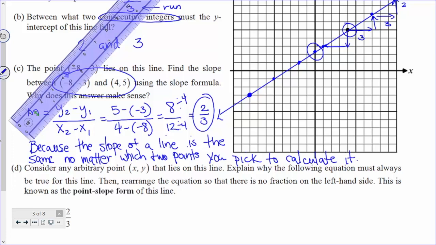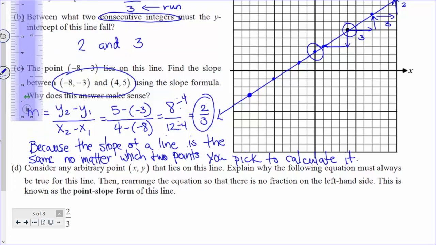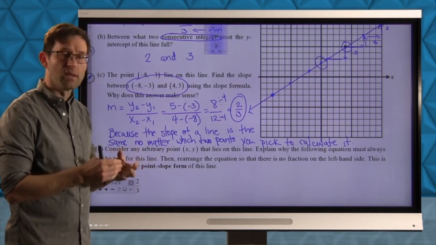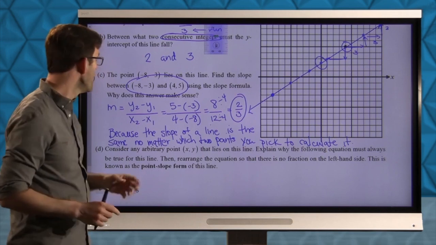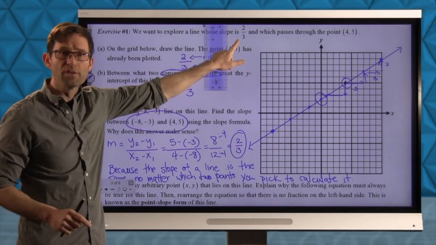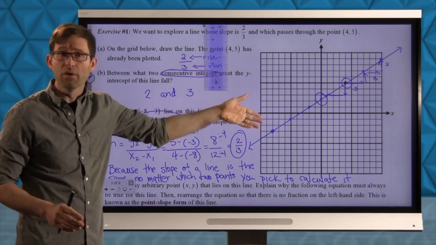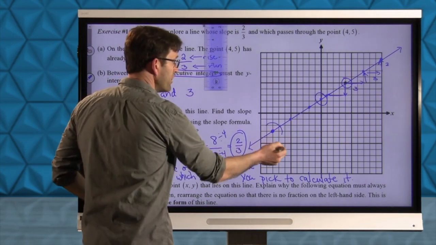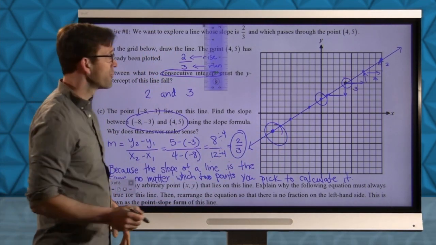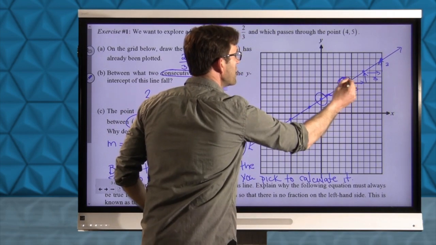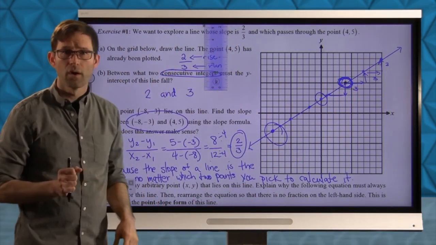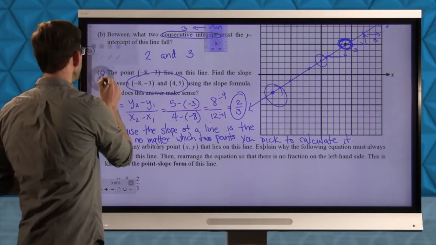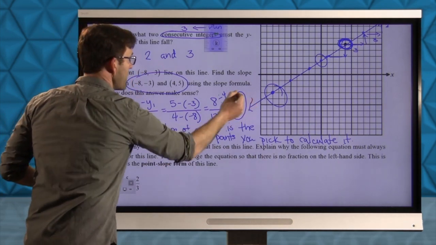All right, now I want to just for a moment get rid of that, or at least move it somewhere. Great. This is a very important point. This isn't like just some random thing. This is going to segue into the point-slope form of a line. You see, starting off, we knew that the slope of this line was 2/3. That's what we used to plot the line, okay? And then I just sort of randomly picked 2 points off of it, the negative 8, negative 3, and the one that we knew to begin with, the 4, 5.